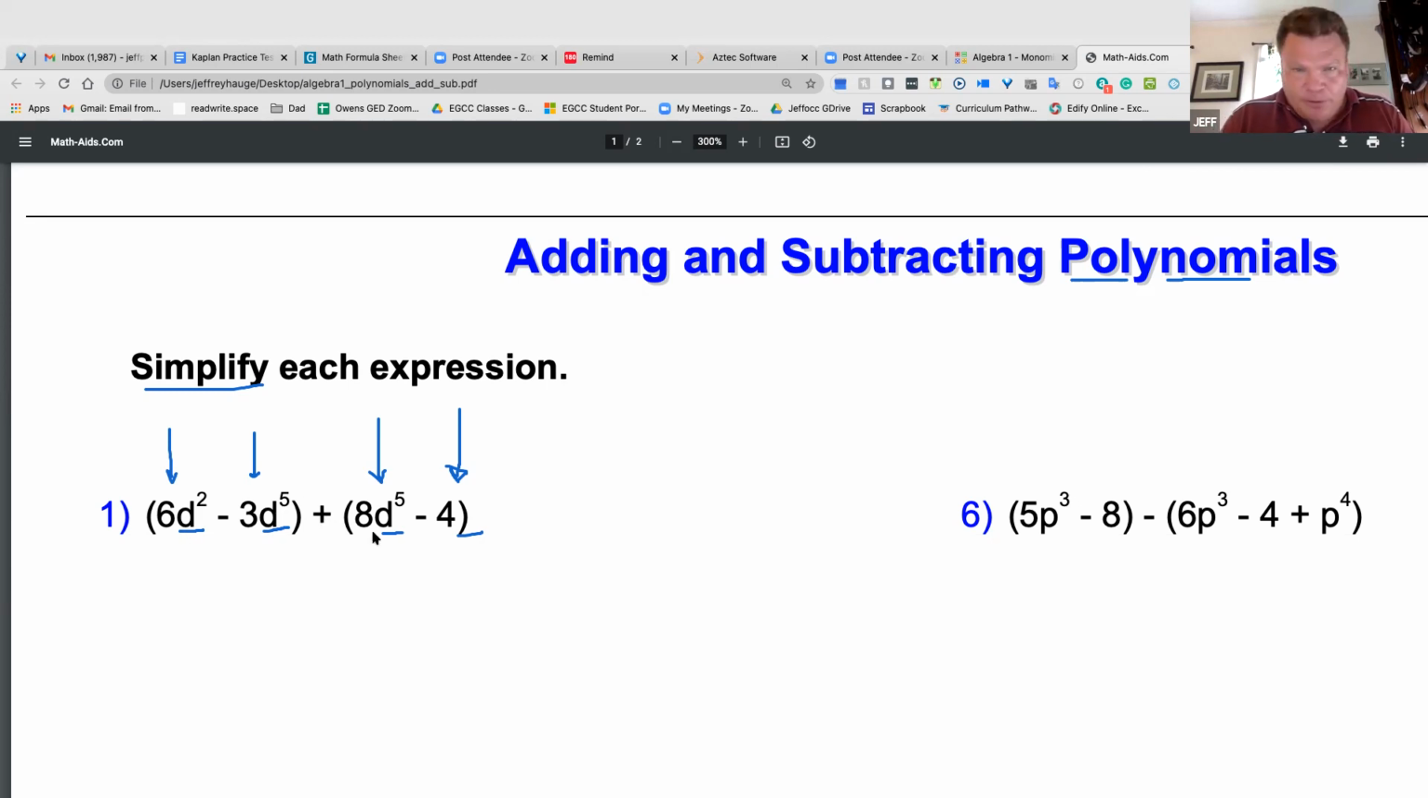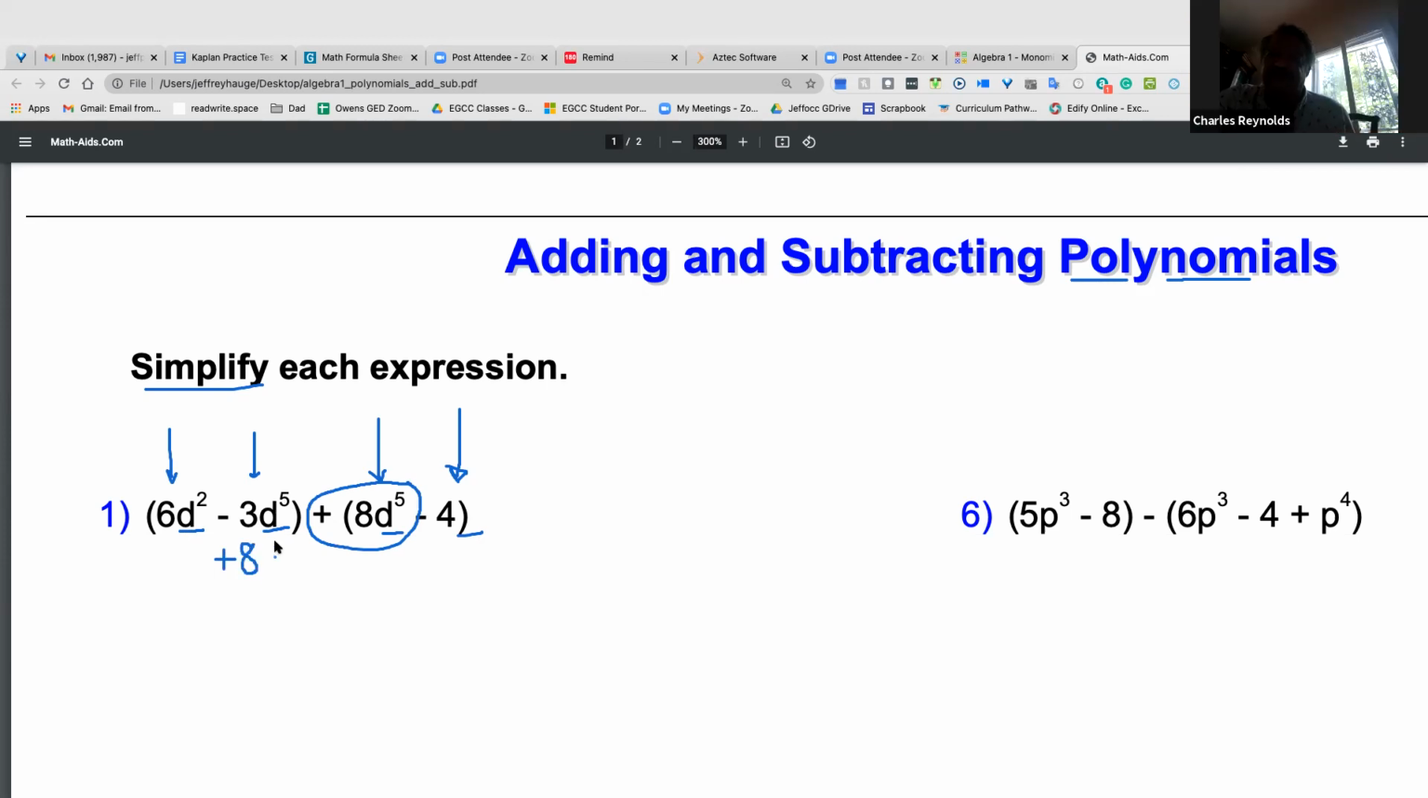What we need to do to simplify this is get all the families together. So we're going to take the plus 8d5, or 8 times d to the 5th, and we're going to put it underneath where the other d5 family is, 2d5. Okay, and cross that out, and then we look, that's d to the 2nd, and that's just a number.